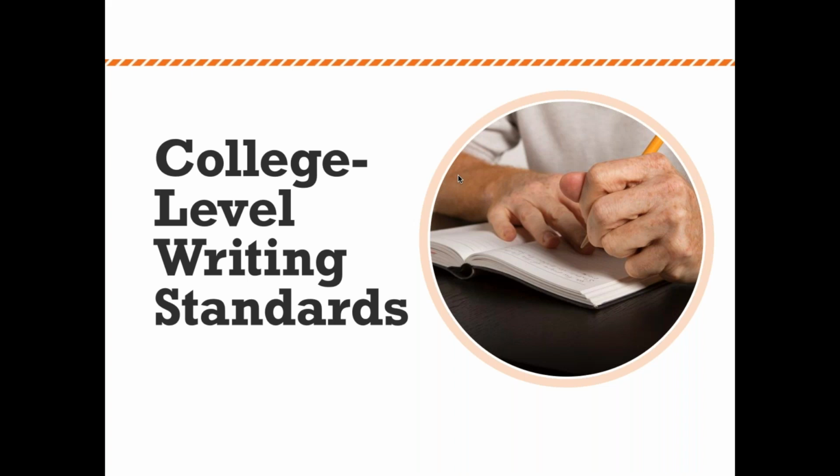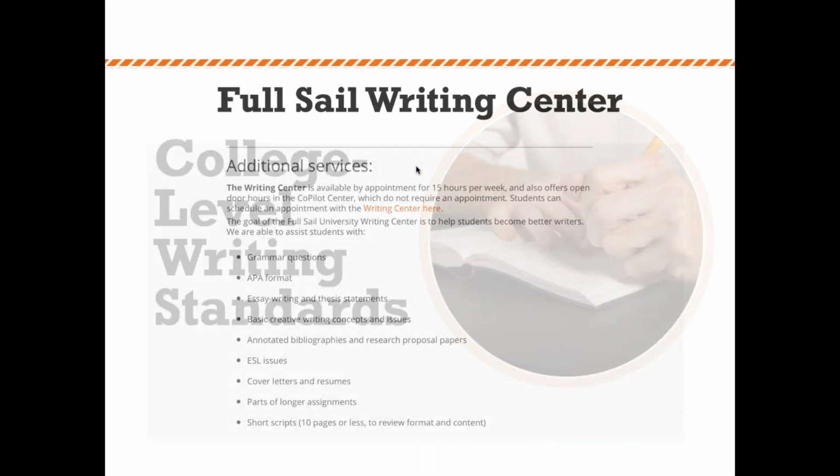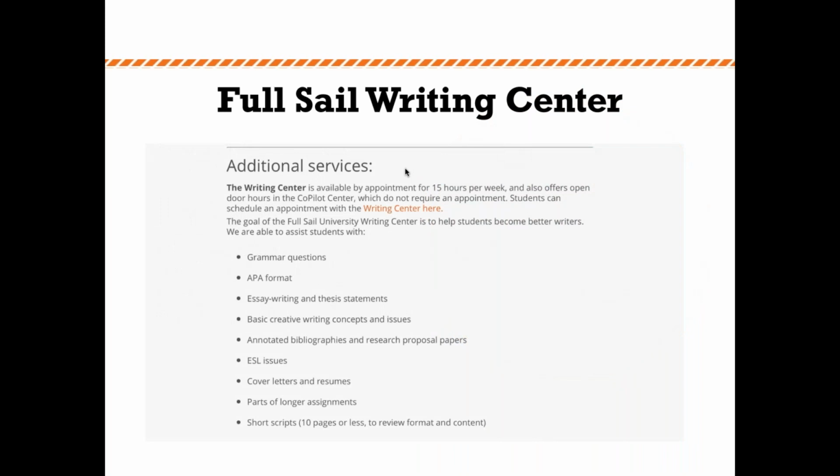You could reach them at writingcenter@fullsail.com, or there's a phone number, 407-679-0100. That's the main Full Sail number, and the extension is 2340. You can also find them on Full Sail One. Again, Writing Center, available by appointment. They will work with you on how to write in a professional manner.